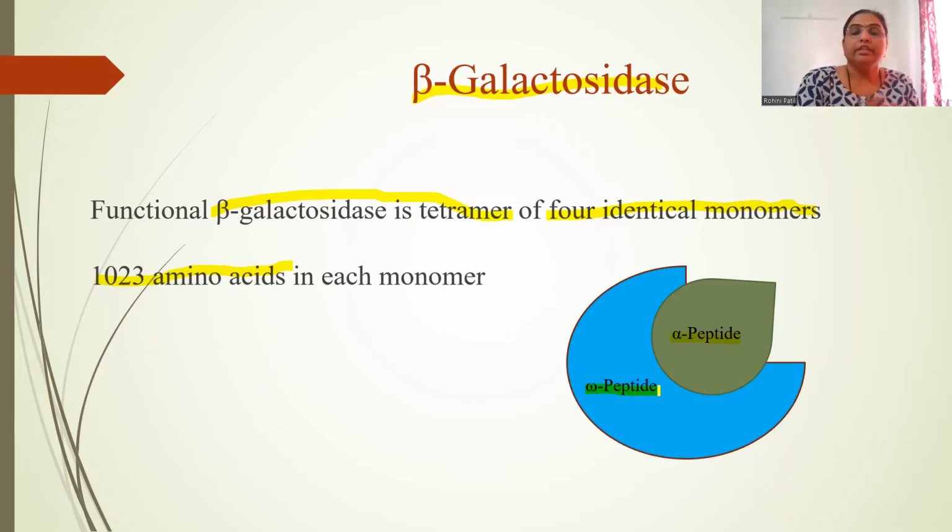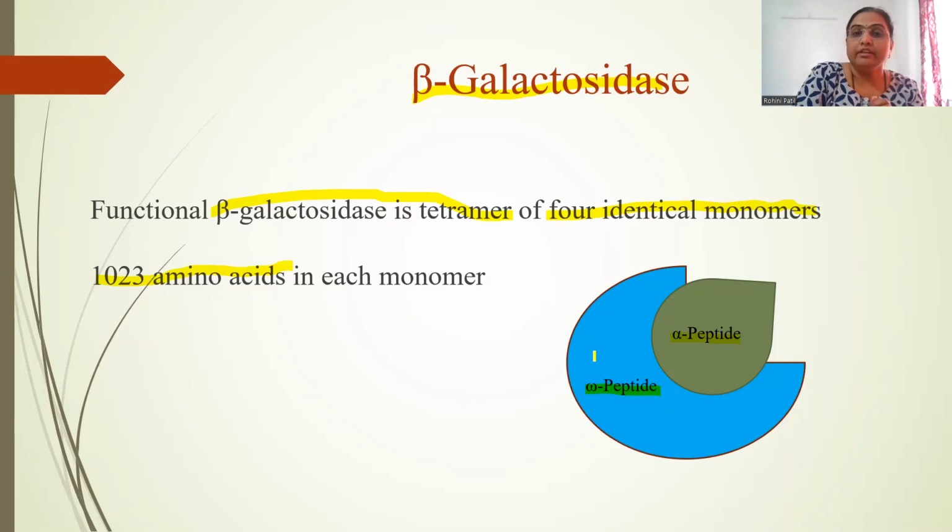So when there has to be a restoration of the beta galactosidase activity, all 4 monomers have to come together and form a proper functional unit, that is a proper tetrameric form which works as a beta galactosidase. And to have that functional beta galactosidase, what is required? This alpha peptide is required.